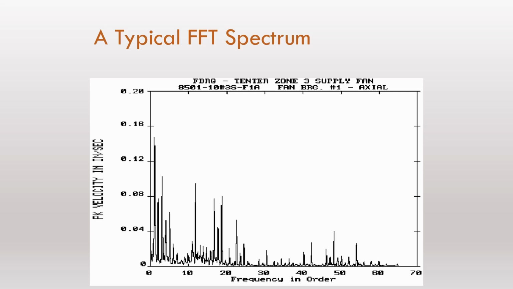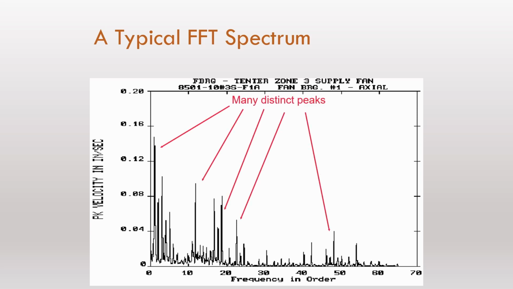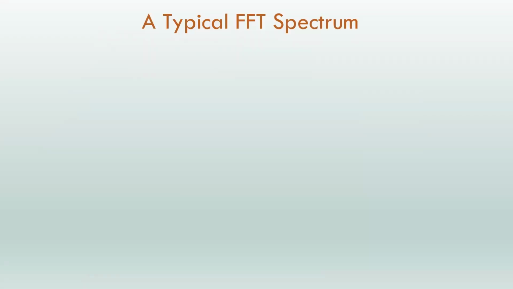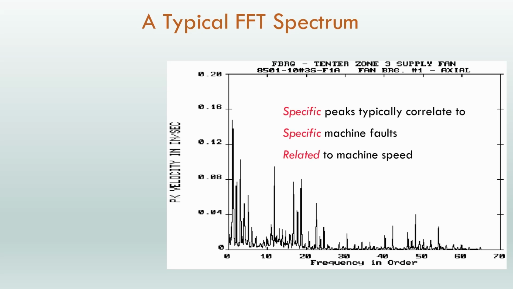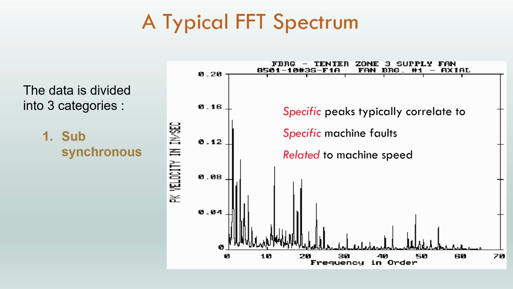Peaks on the spectrum graph indicate frequencies with high amplitudes. These peaks represent the dominant frequencies or vibration modes present in the signal. In a typical FFT spectrum, specific peaks typically correlate to specific machine faults and are related to machine speed. This data is divided into three categories: 1. Sub-synchronous data. 2. Synchronous data. And 3. Non-synchronous data. Now let's understand them one by one.